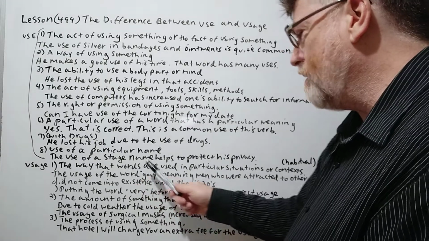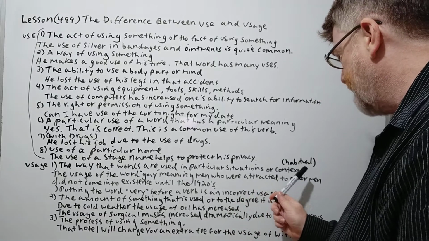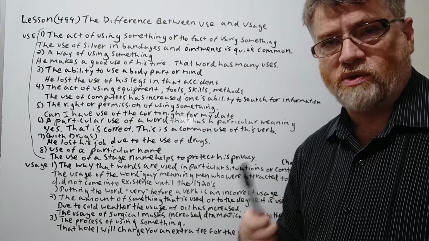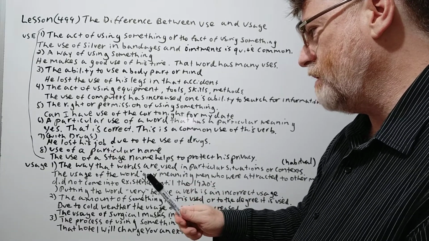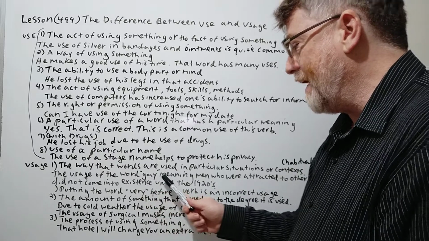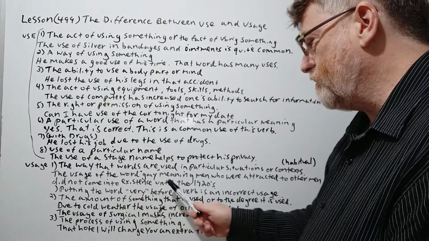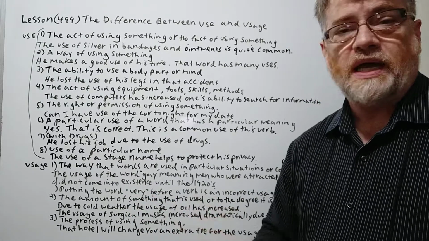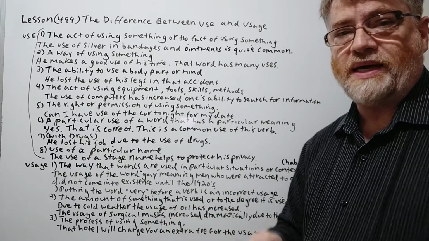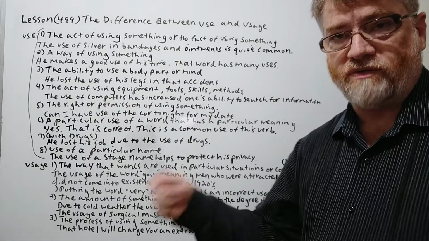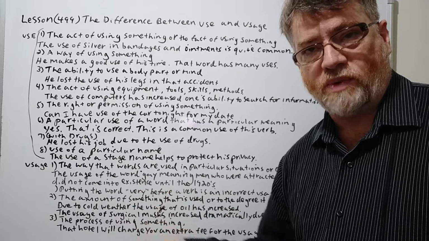Usage. The way that words are used in particular situations or contexts, or in a habitual sort of way, rather than just a direct meaning. All right, so here we'd say, the usage of the word gay, meaning men who were attracted to other men, did not come into existence until the 1920s. Yeah, before that, gay only meant happy or joyful. So it had a different use. So this usage of the word in this sort of context did not come about until the 1920s.